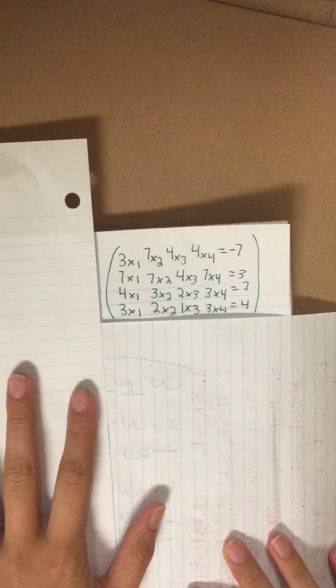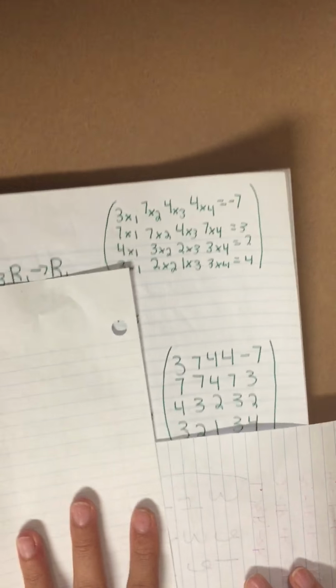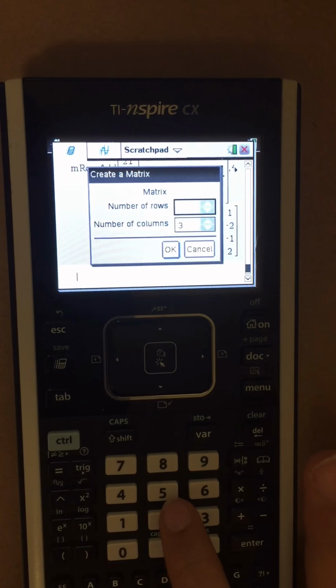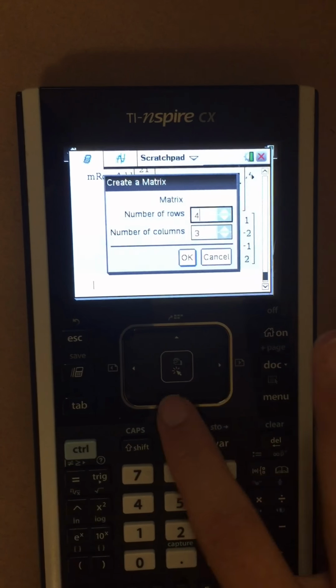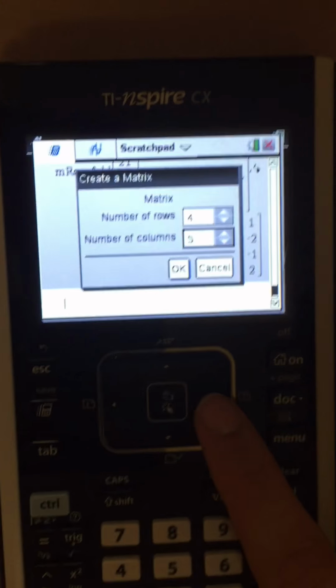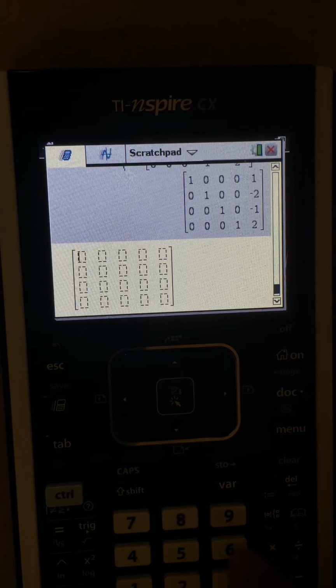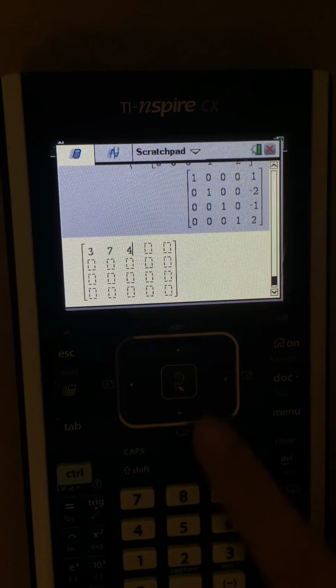You're going to start off with your equation, and then you are going to put it into a matrix. So by doing that, you're going to put it in your calculator by how many rows there are and how many columns there are. And then just insert the numbers of the equation.